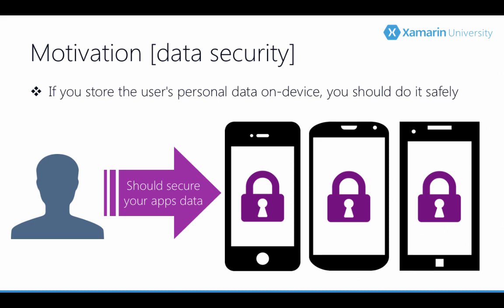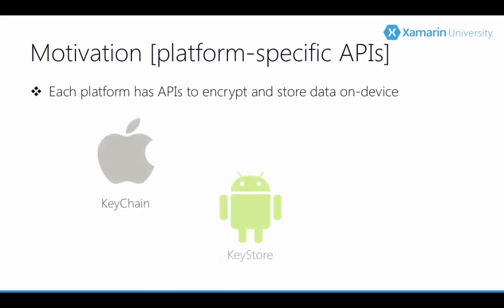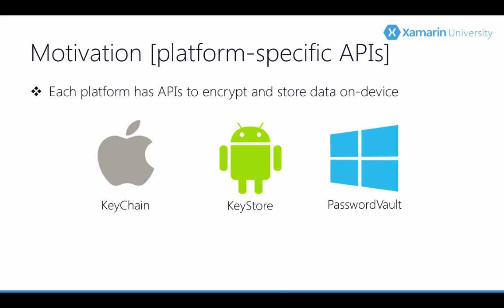So once you've decided to retain users' personal or sensitive data, make sure to store it securely. So typically this means encrypting the data so it will be difficult for an attacker to recover even if they get possession of the device and their data files. Now, most platforms have their own APIs to encrypt data and then store the encrypted data on that device. This is true for iOS, Android, and Windows. On iOS, you can use the keychain. On Android, there's the key store, and Windows has the password vault. And each of these handles both encryption and storage for you.